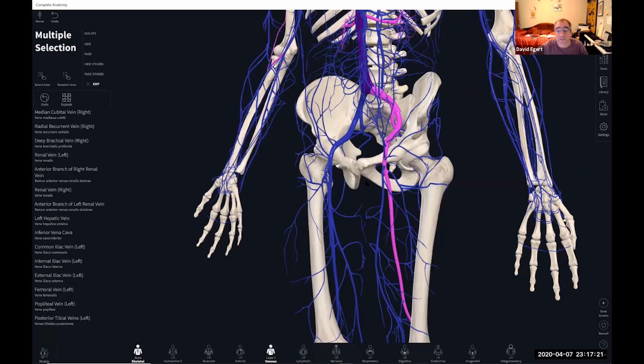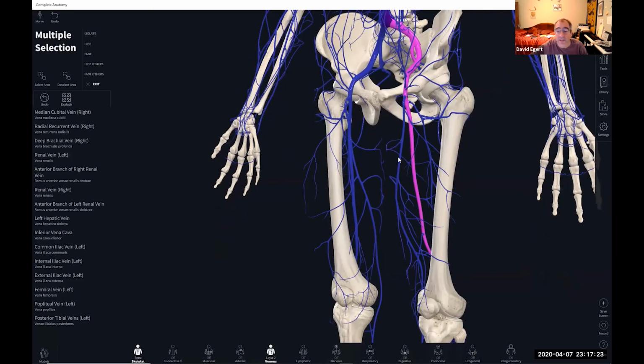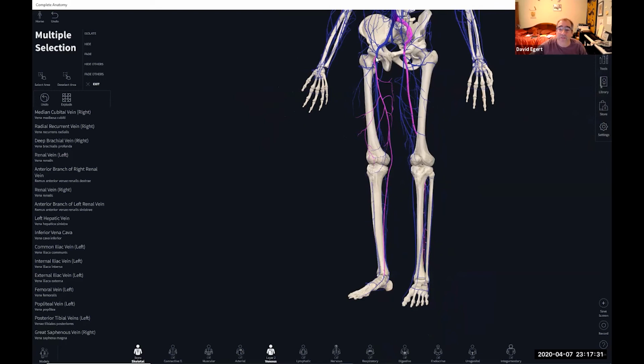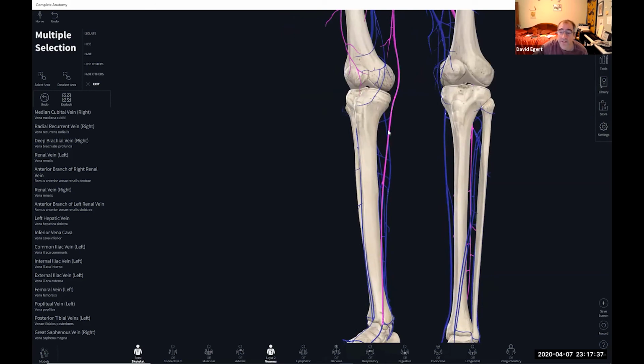Or coming off of the external iliac vein, there is this big shortcut. If you look, it's going all the way from the iliac vein here, all the way down to the foot. This is called the great saphenous vein. I should probably draw that as a word so you know what it is.